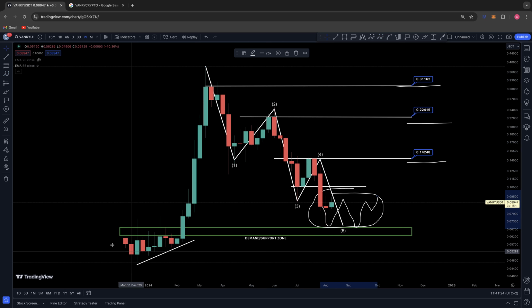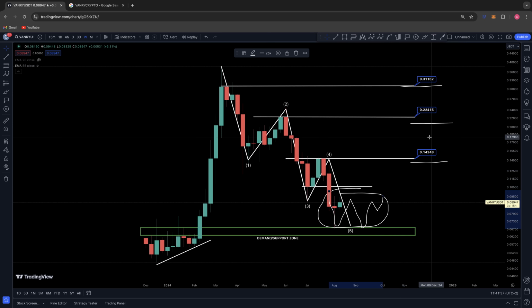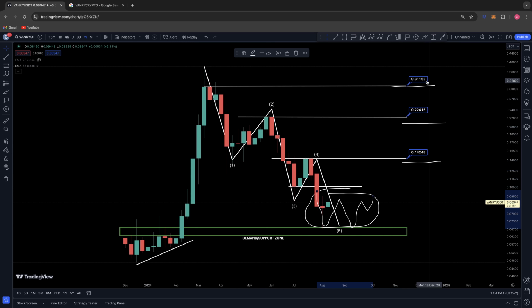a 5-wave correction, and now we build up some sort of base on this key demand zone, support zone that was previously resistance. We've now back tested it as support, build this base, start breaking out of resistance and getting back above first 10 cents. If we see that get broken out over the couple of weeks into the next month or two, we've got 14 cents above, 22 cents and 31 cents to start working our way back towards.